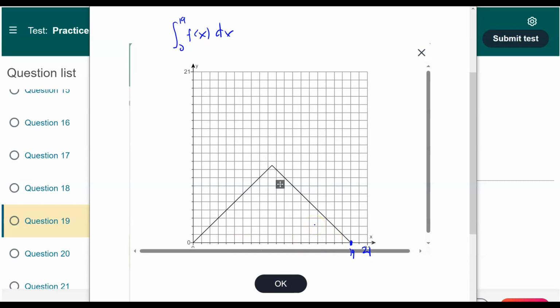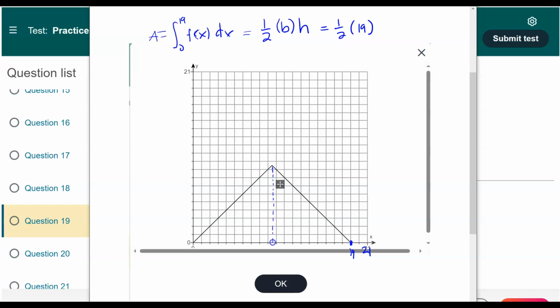Okay, so since we don't know what that f of x is, but we know that the definition of this is just the area, and from the figure, it looks like it is a triangle. So that means you're just going to find the area of that triangle. The area of the triangle is 1/2 base times height. The base is just 19. So 1/2, our base is 19. That's the base here. And then the height is this one here.